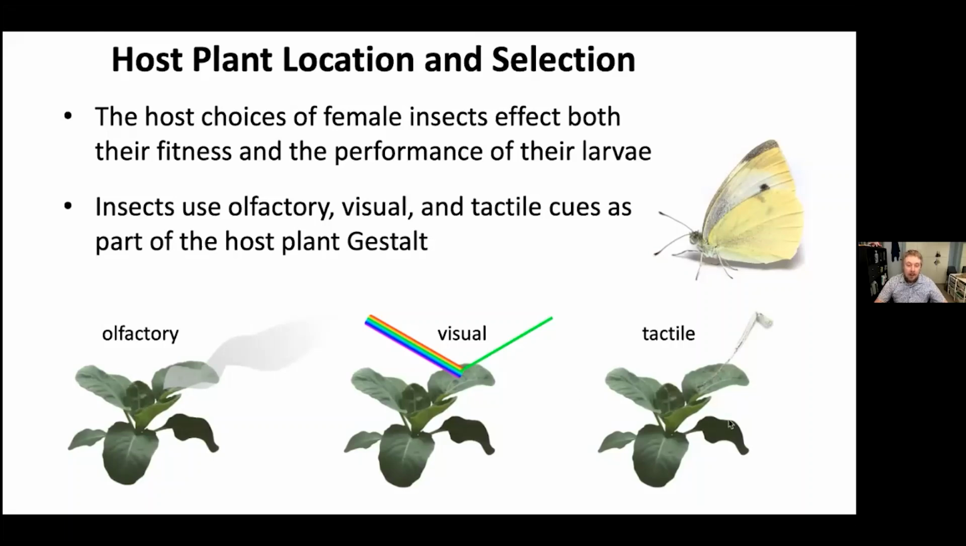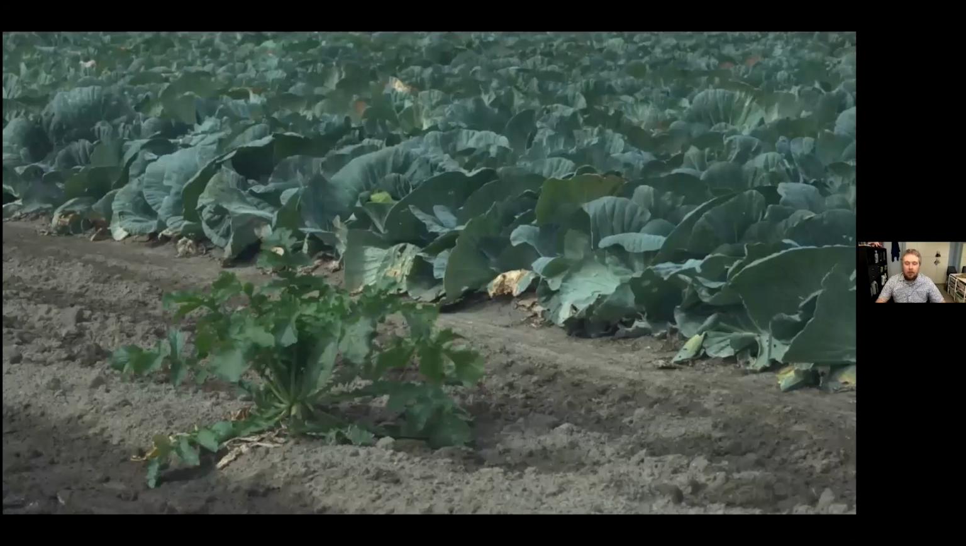However, there may be aspects of the host plant gestalt that remain unexamined. Let's look at a possible real-world situation. Now, if you're a butterfly, how do you recognize and land on the cabbages in the background and avoid this weed in the foreground? Olfactory cues probably won't be that helpful, since host plant volatiles are going to be everywhere. So you'll need to rely on visual cues. There's a bit of a color difference here between the plants, but there really isn't that much contrast.